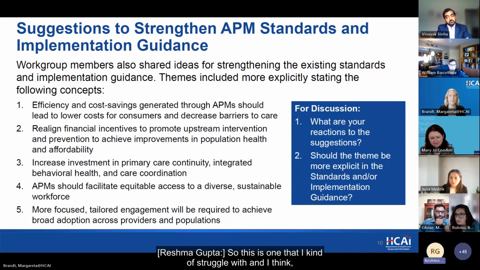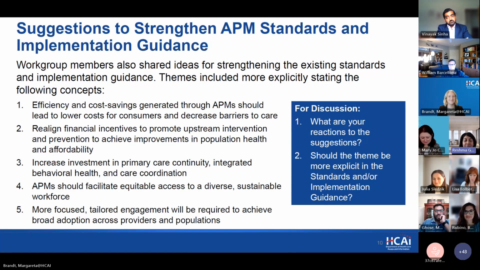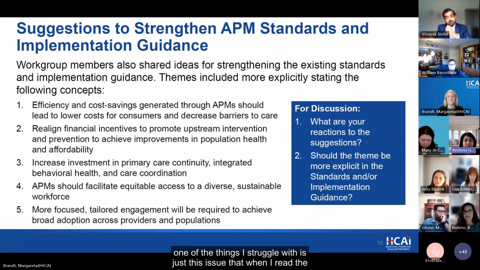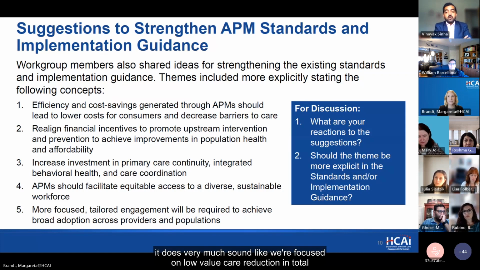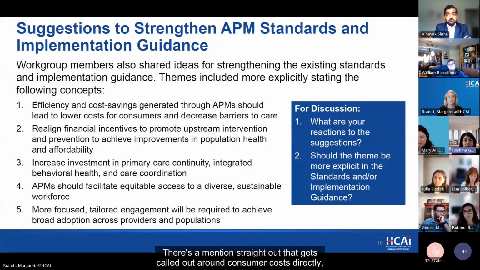So this is one that I kind of struggle with, and I don't have the solution, but I just wanted to voice it, because I think there's a lot of creative minds on the call here. I know the last couple drafts, I sent a lot of comments over to you, Margarita, so sorry for the long emails, but one of the things I struggle with is that when I read the document of recommendations, it does very much sound like we're focused on low value care reduction and total cost of care reduction. There's a mention straight out that gets called out around consumer costs directly.